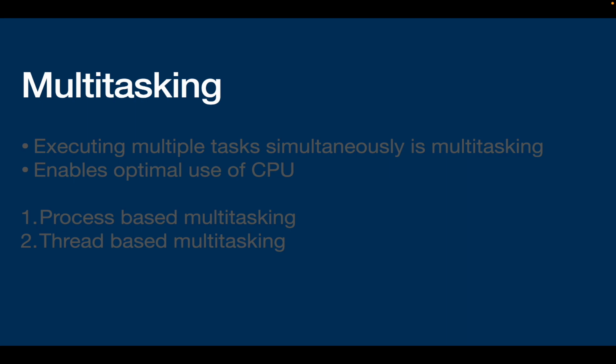And the benefit of multitasking is that it enables an optimal use of the central processing unit. And there are two main ways through which we can have multitasking. One is process-based multitasking, and the other is thread-based multitasking.